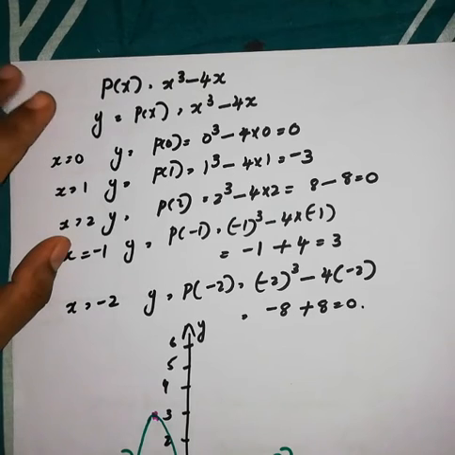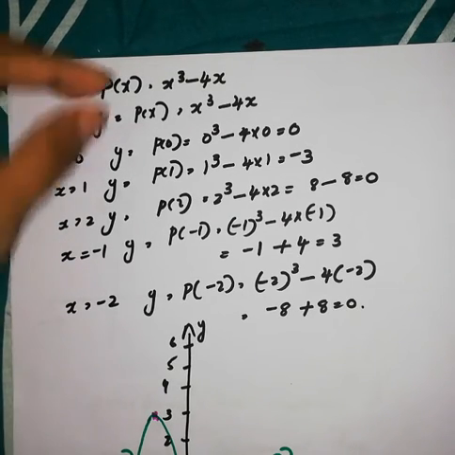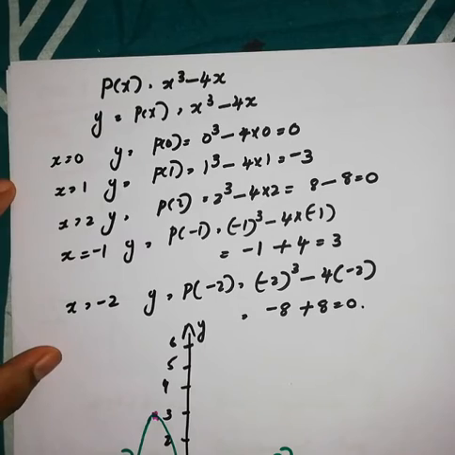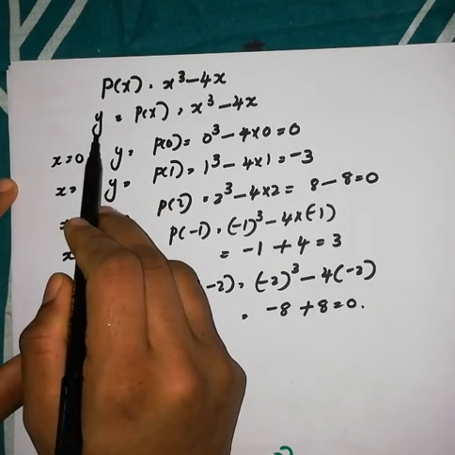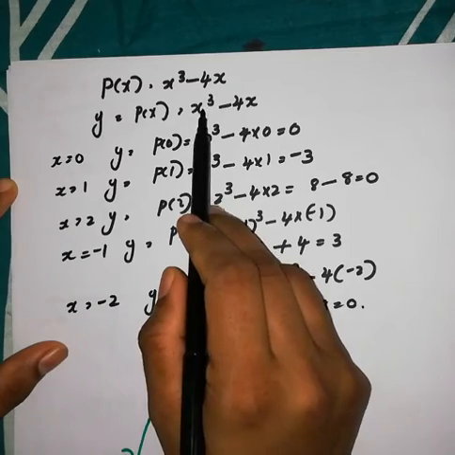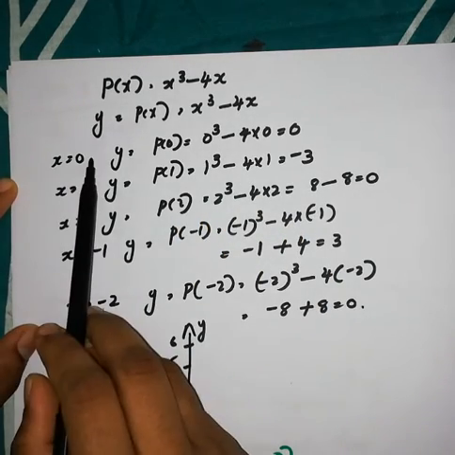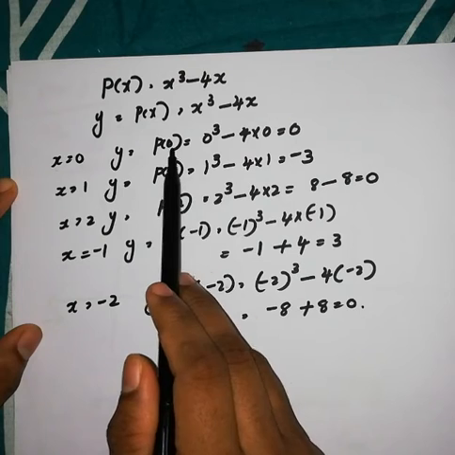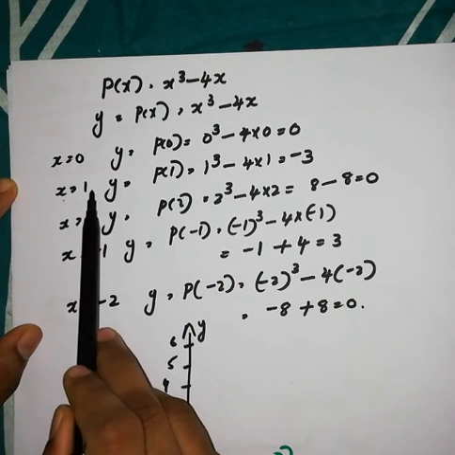For the geometrical representation, we draw this polynomial with respect to x. We mark this polynomial p of x as the y coordinate, that is x cube minus 4x. We are putting different values of x. Suppose x is equal to 0, then p of 0 becomes 0 cube minus 4 into 0, that is equal to 0.